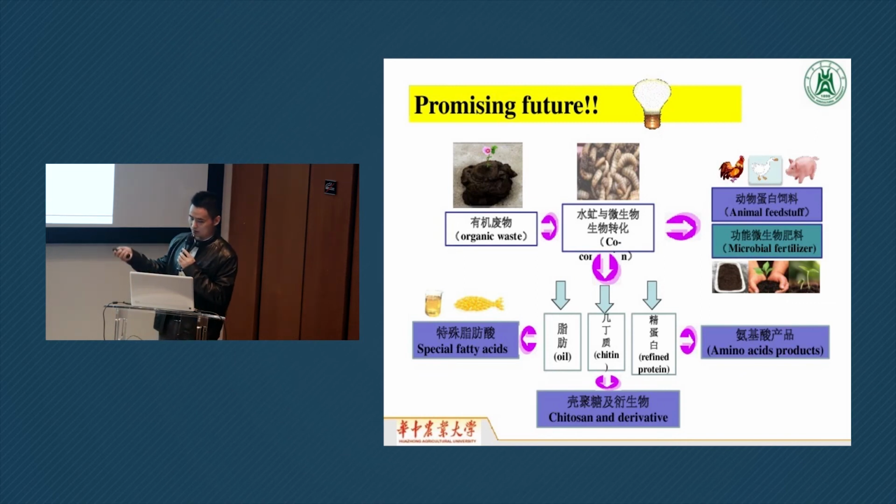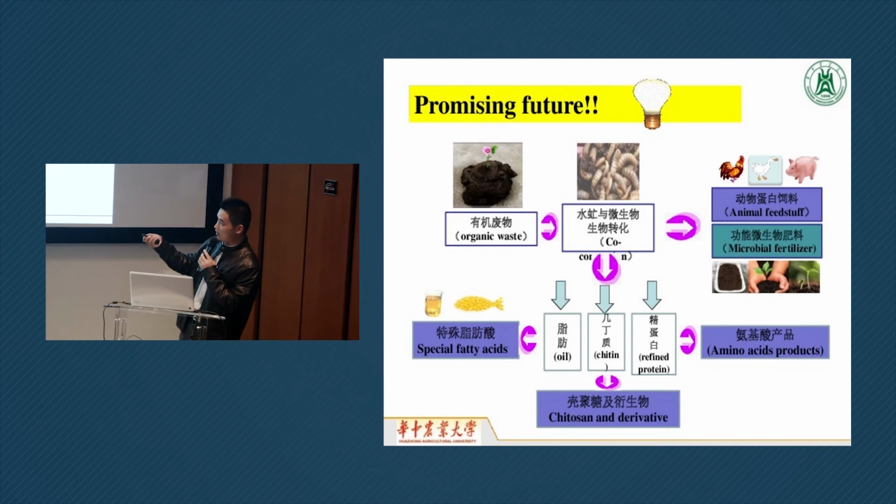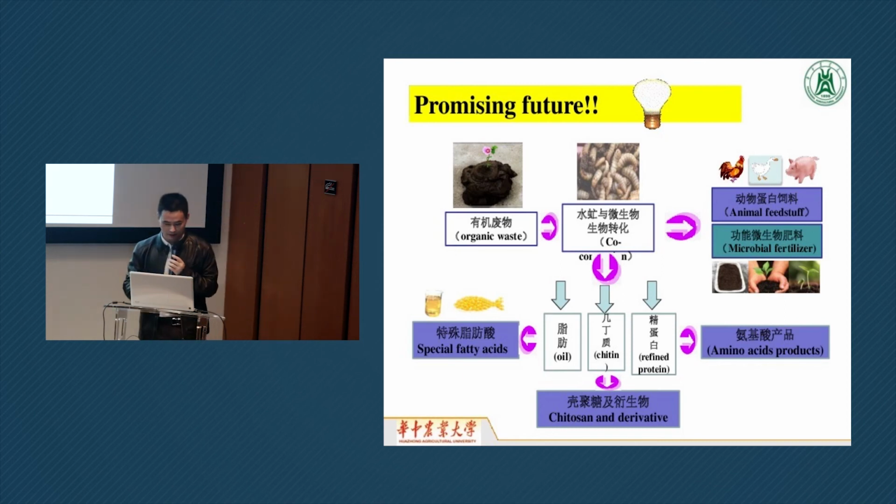Other things you can do are some further processing. Now we have a technology to isolate the oil and the cuticle to make chitin and other derivatives. So everything is beneficial in this whole system. No waste from this system.